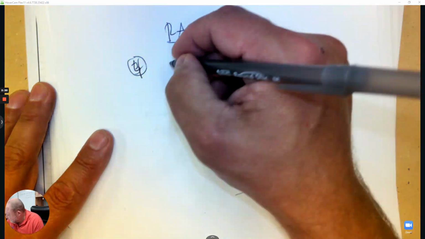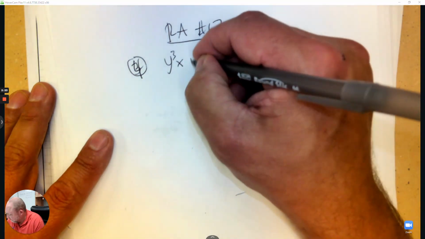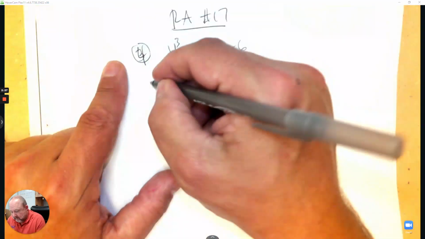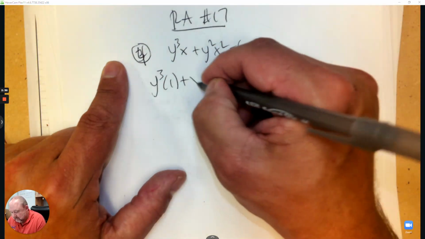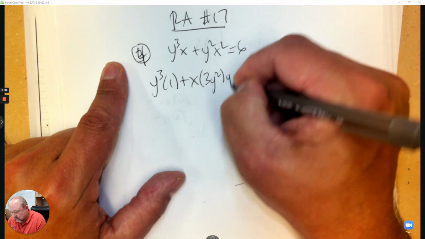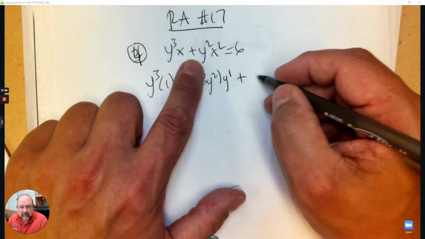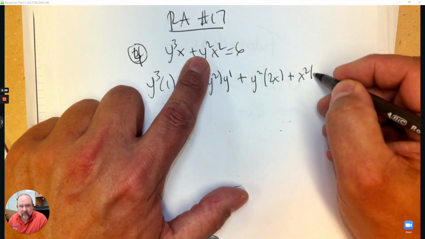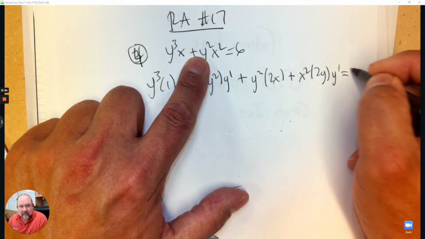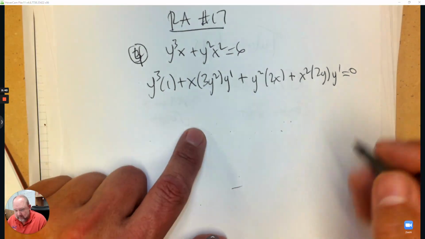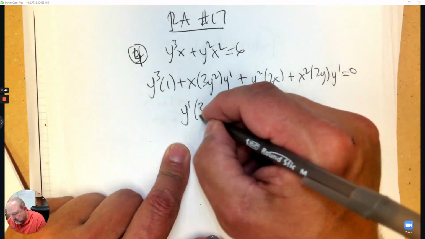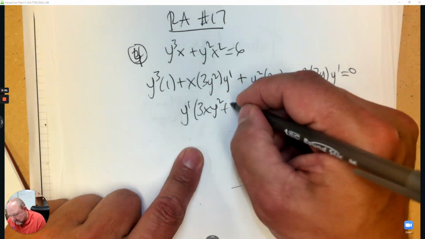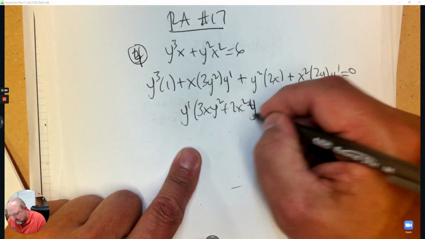This is number 4. I have to take the derivative implicitly. That's good practice. This is the product rule. The first times the derivative of the second plus the second times the derivative of the first with a hook. Same thing with this one. The first times the derivative of the second plus the second times the derivative of the first with a hook, and then 6 is 0. So I recognize my y primes, and that this is 3xy squared. This one is 2x squared y.